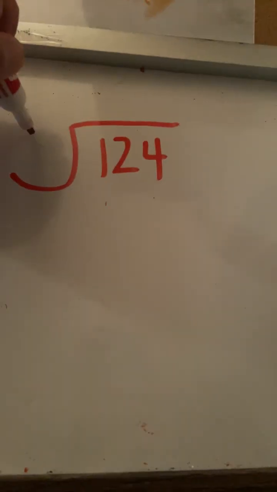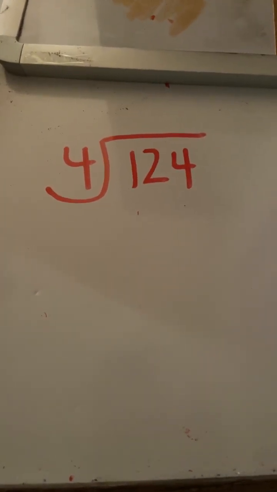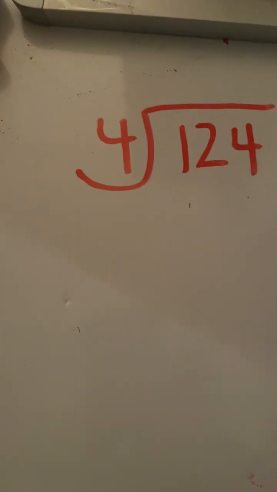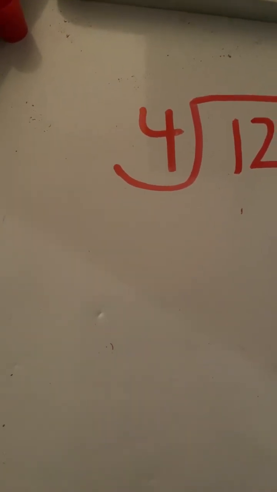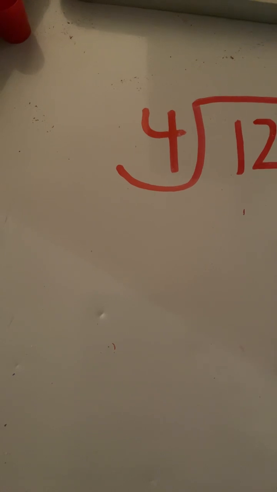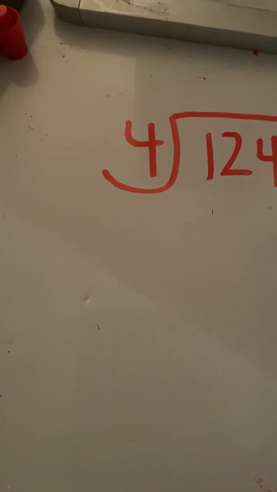All right, 124 divided by 4. That will be my final problem of the video. So step 1, we want to divide by the smallest number possible. We are looking for the number within the number 124. 1 is too small. Remember, the number inside has to be equal to or bigger than the number outside. 12 works. We can start out doing 12 divided by 4.